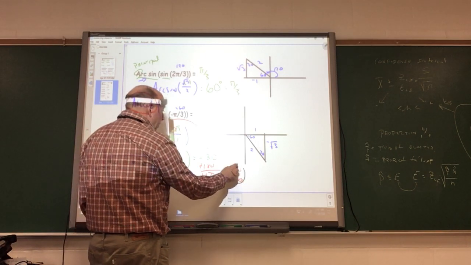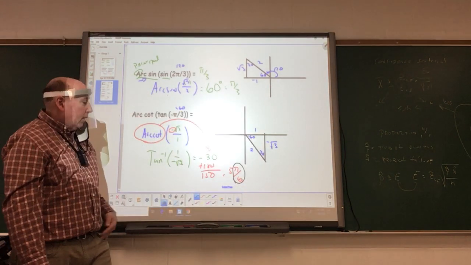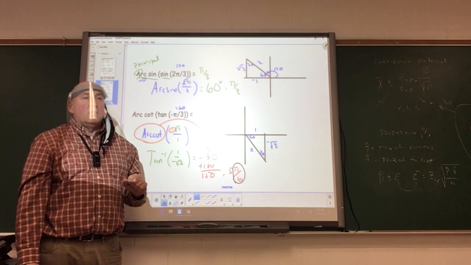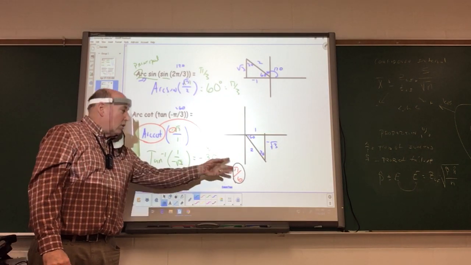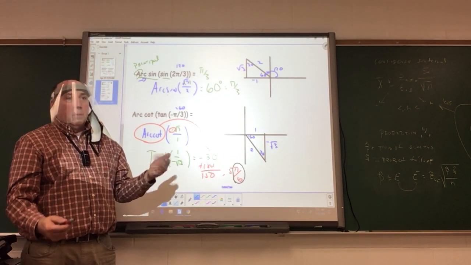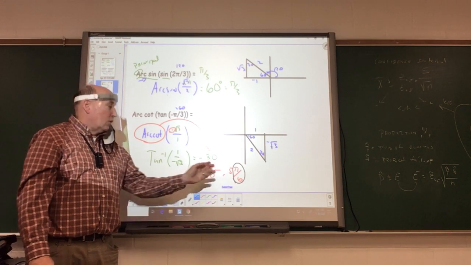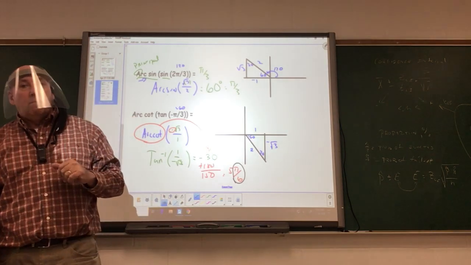Once again, how I always deal with this, I look at pi, I just know my basics. Pi over 6, 30 degrees. What do I have to do to 30 to get to 150? I multiply by 5. So this will be 5 pi over 6.